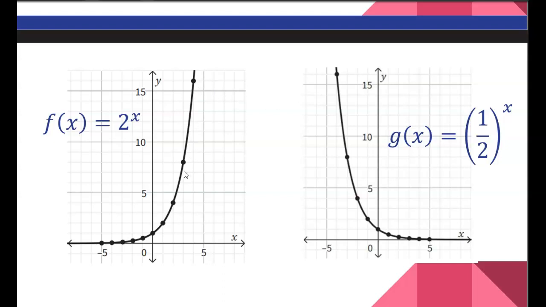Well, they look like they're the same shape, just flipped over a line, right? They look like they're mirror images. This one's going up while this one's going down. So one goes up and one goes down.